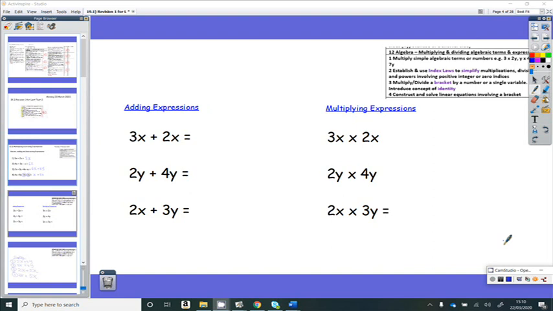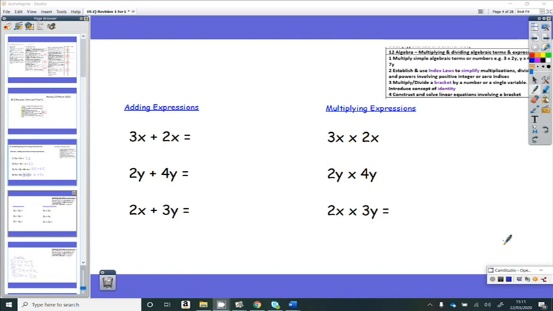The next thing we're going to look at is the difference between when we add expressions on the left compared to when we multiply expressions on the right. So just pause the video and have a go at these, and then I'll talk you through the answers in a few seconds.